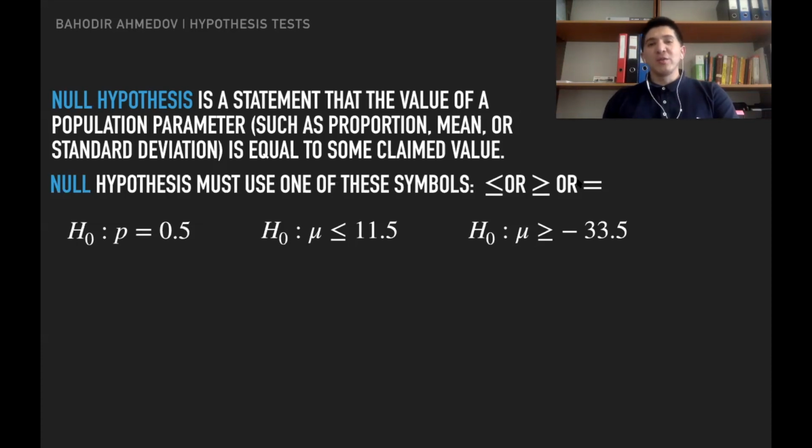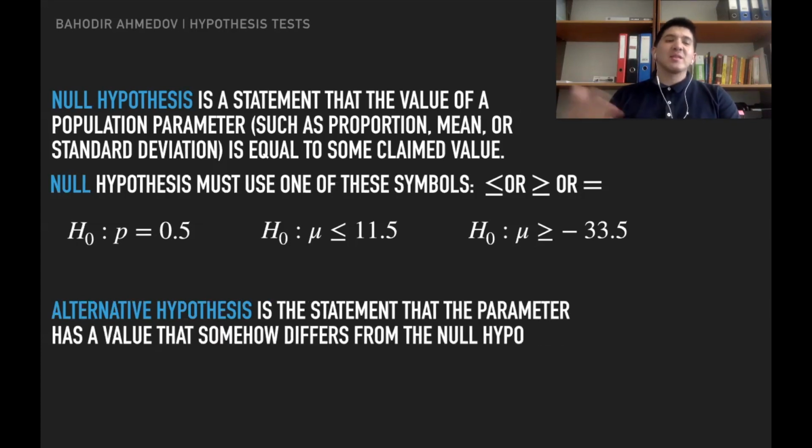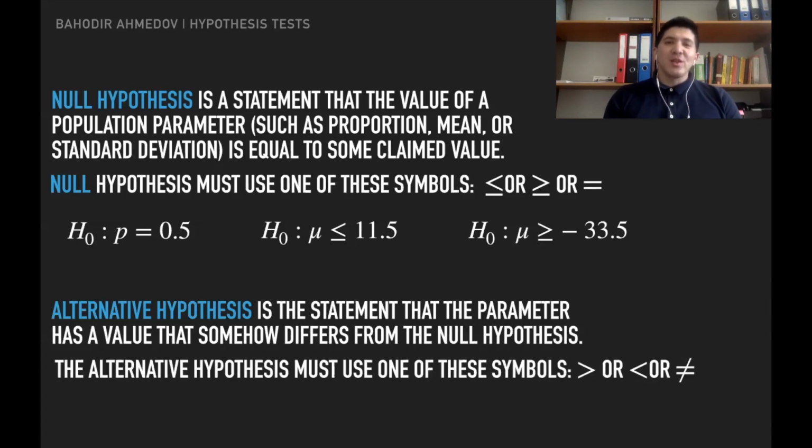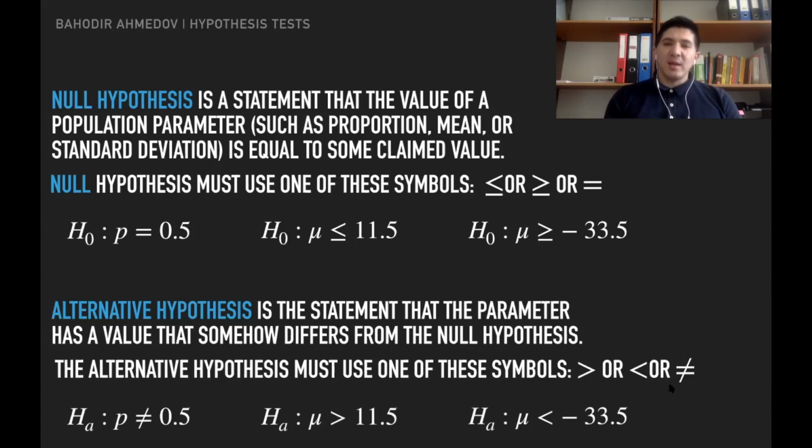What if you don't see those signs? If you don't see those signs, it means that your hypothesis is the alternative hypothesis. The alternative hypothesis is the opposite of the null hypothesis, and we're going to have only a greater sign, a less sign, or a non-equal sign. So the alternative hypothesis for this one is going to be p is not equal to 0.5. The alternative hypothesis, for example, for the one where mu is less or equal than 11.5, is going to be simply mu strictly greater than 11.5.